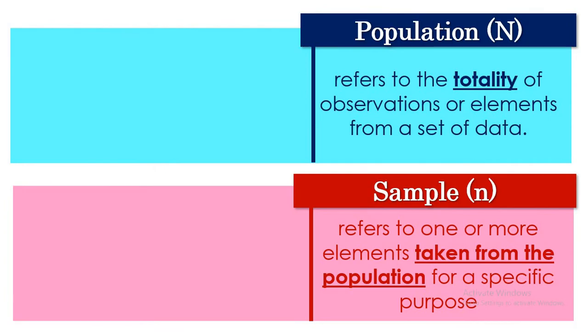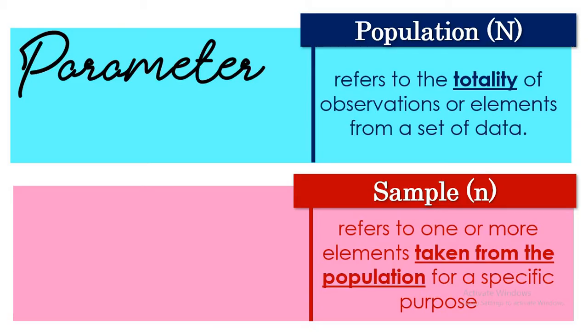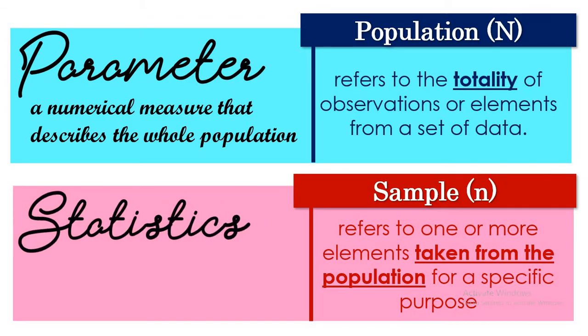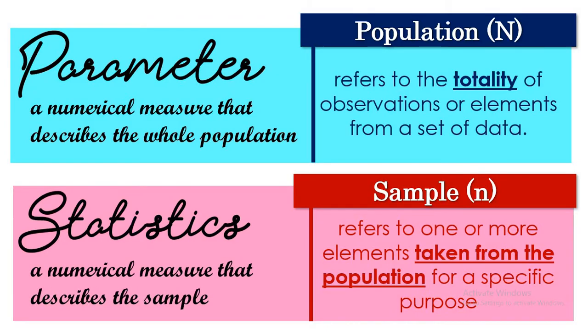Now, in terms of a numerical description, we have one each for population and sample. For population, we have the so-called parameter, and it simply pertains to the numerical description of the whole population. So if you want to give a description for the population, then we can assign a numerical value that will represent the population. For the sample, the numerical measure is called statistics, and it pertains to the numerical measure that describes the sample. So basically, parameter and statistics are both numerical measures describing the population and the sample.